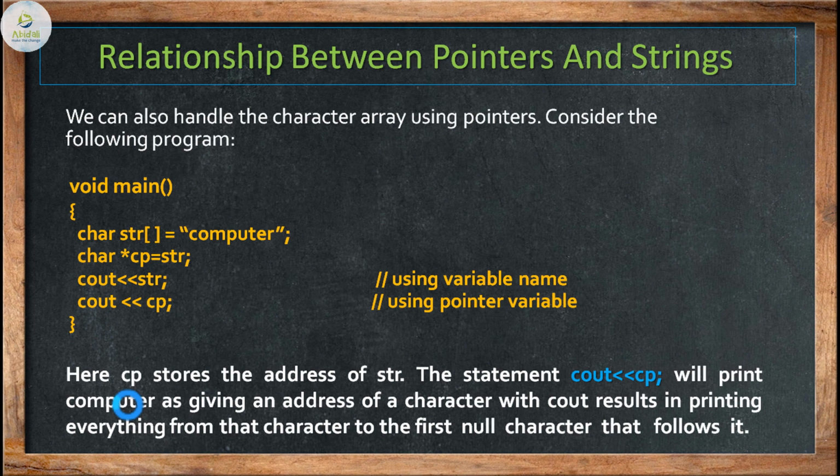When I say cout str, using the variable name, it will give me the starting address of str. When I say cout cp, it will also give me the starting address of str. Both give the addresses, not the values. So here cp stores the address of str. The statement cout cp will print the string starting from the first character to the last character, with the null following as it is.